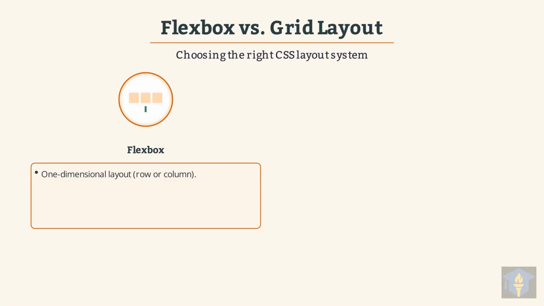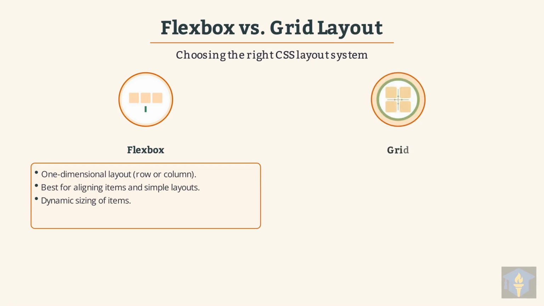Flexbox is primarily designed for one-dimensional layouts, arranging items either in a single row or a single column. It excels at aligning items and is an excellent choice for simpler layouts that require content distribution within a single line. Flexbox offers dynamic sizing of items, allowing them to shrink or grow to fit the available space effectively.